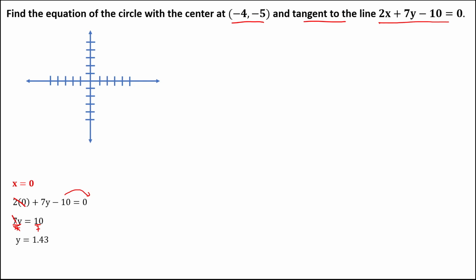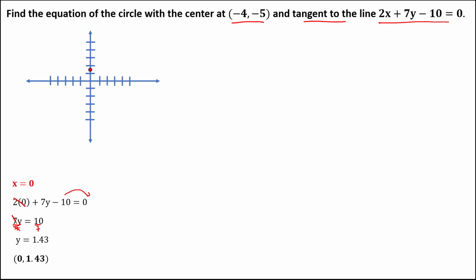This is 10 divided by 7, so y equals 1.43. So the coordinate for the y-intercept, x is 0 and y is 1.43. So this is now the coordinate.